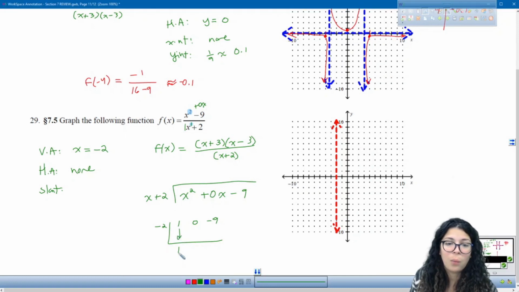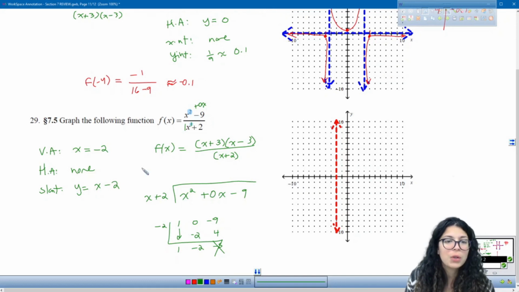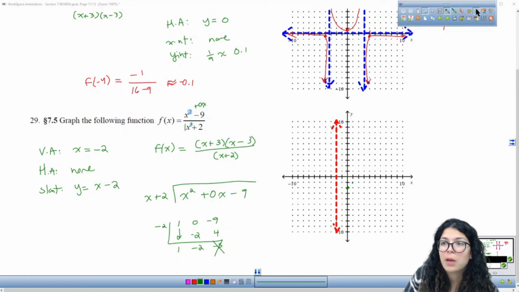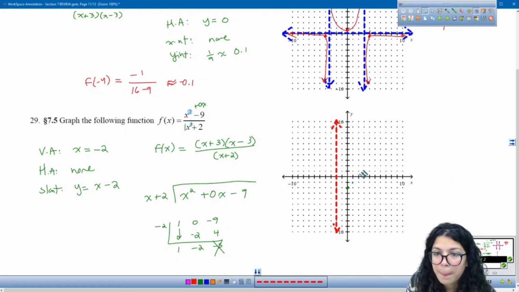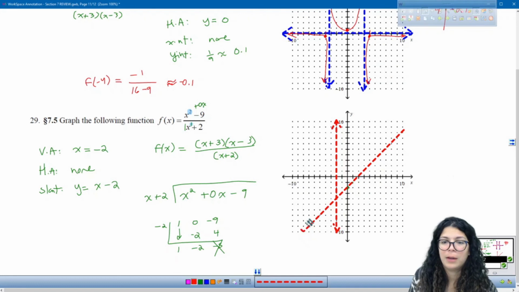If we bring down 1, times negative 2 is negative 2. Add, we get negative 2. Multiply, we get positive 4. Add, there's some number, but remember you disregard the remainder. So the slant will be the line y equals 1x minus 2. So that is the slant. I could graph the slant using the y-intercept, negative 2, and then the slope is rise 1 over 1. So I could go ahead and graph that slant. There you go.